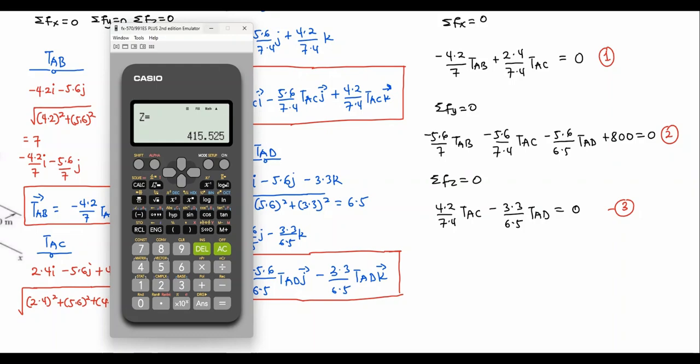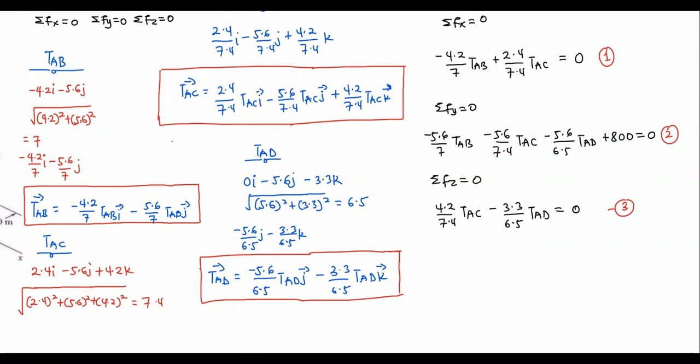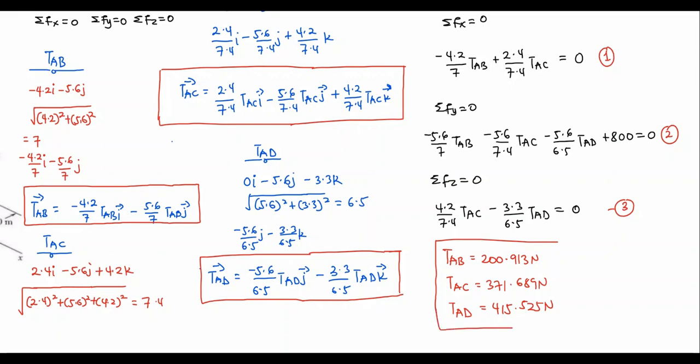So now let's write down the values we have. For TAB, we got 200.913 newtons, for TAC we got 371.689 newtons, and for TAD we got 415.525 newtons. So those are the values of the tensions in the cables that will keep the system in equilibrium.